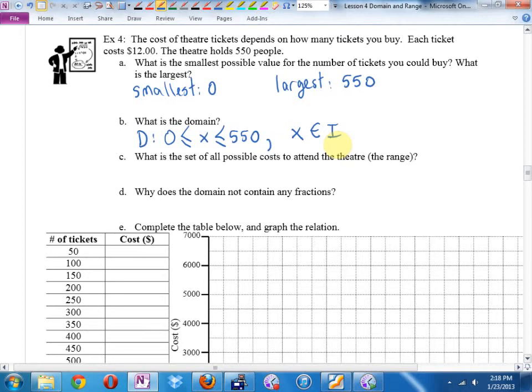What's the set of all the possible costs to attend the theater? What's the range? Okay. If you buy no tickets, how much? 0. If you buy 550 tickets, how much? Yep, 6,600. You went 550 times 12? Yep.